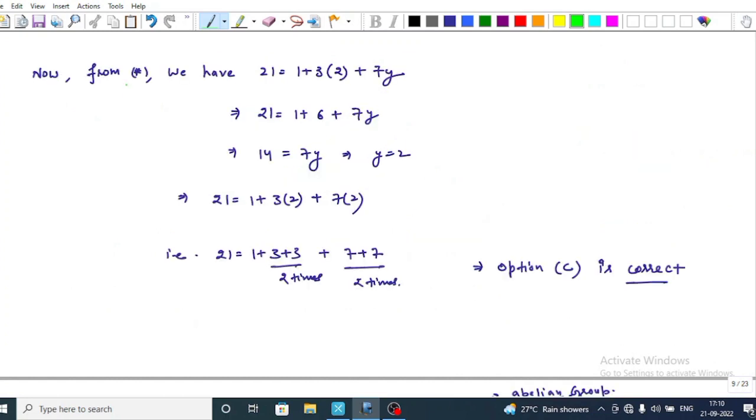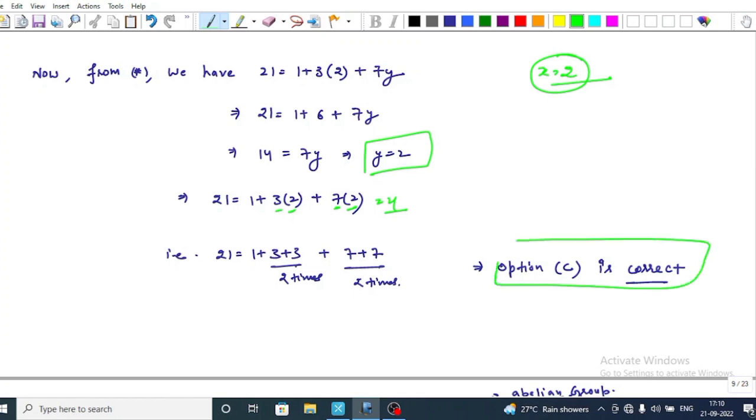Now come to the star equation, that is, we have 21 equals 1 plus 3x plus 7y. x equals 2 because we have only 2 conjugacy classes of order 3. From the previous discussion, this implies that 21 equals 1 plus 6 plus 7y, that is 14 equals 7y, and y equals 2. Now this implies that 21 equals 1 plus 3 into 2 plus 7 into 2, which equals 21. This implies that 3 repeats 2 times and 7 repeats 2 times. That is, 21 equals 1 plus 3 plus 3 plus 7 plus 7. This implies that option C is correct.